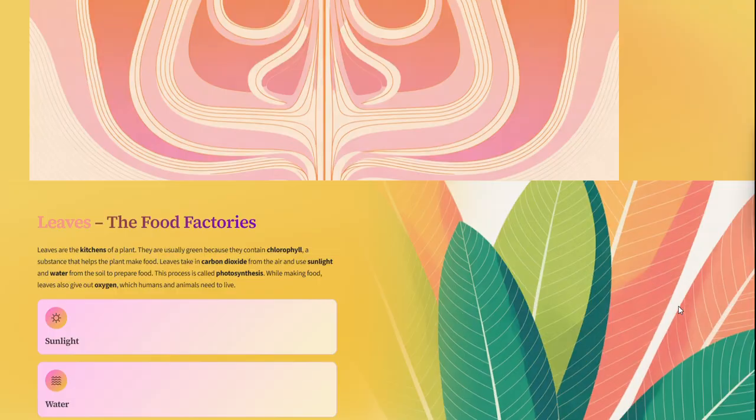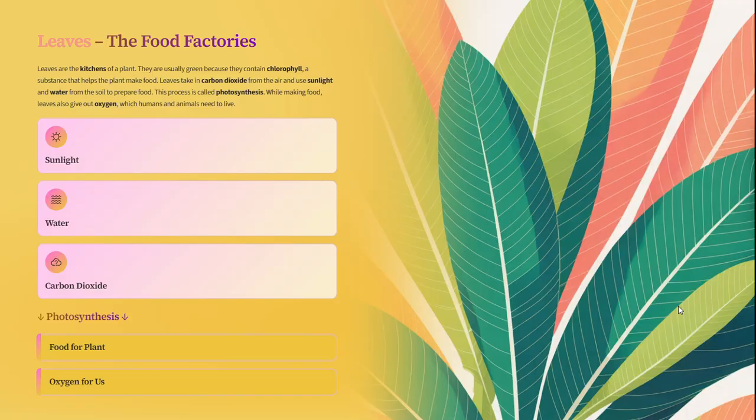Leaves. The food factories. Now comes one of the most hard-working parts of the plant, the leaves. Leaves are usually green, flat, and soft. They look simple, but they are doing some of the most important work for the plant. We call leaves the food factories of the plant. Why? Because they make food for the whole plant.